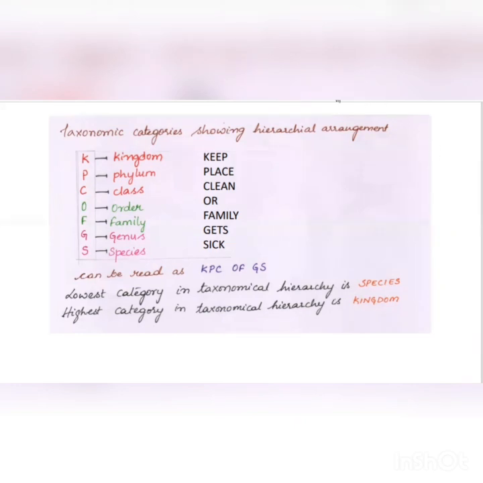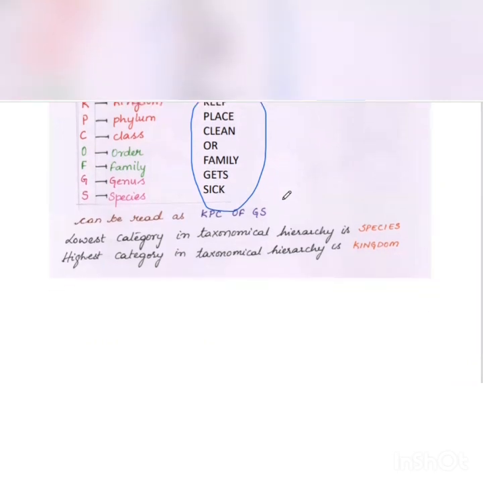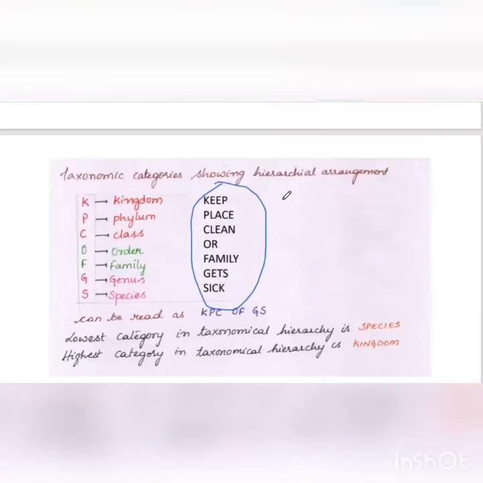Most of you might be having a problem in remembering these things. So there's a mnemonic for this: keep place clean or family gets sick. It's easy to remember. If you remember this, you can easily remember the hierarchical arrangement. It can also be read as KPC of GS. Maybe you might find it a bit difficult to remember this, so you can easily remember keep place clean or family gets sick. The lowest taxonomical category is species, and the highest one is kingdom. So kindly remember this, it's very important.